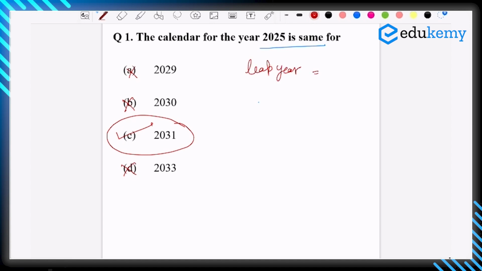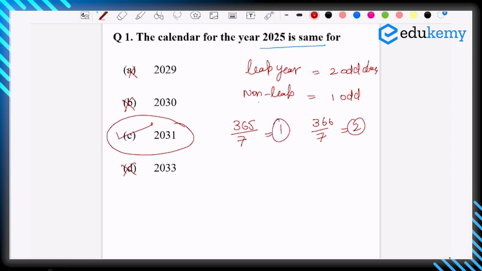In a leap year there are 2 odd days, and in a non-leap year, there is 1. Non-leap year are those years जहाँ पे 365 days होते हैं, और leap year वो years होते हैं जहाँ पे 366 days होते हैं. If I am dividing the 365 by 7, I am getting the 1 remainder. If I am dividing the 366 by the 7, I am getting the 2 remainder. So this 1 and 2 are the odd days respectively in the non-leap year and the leap year. So now let's count here.